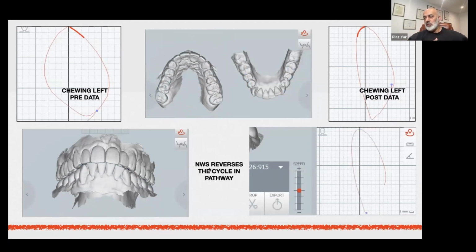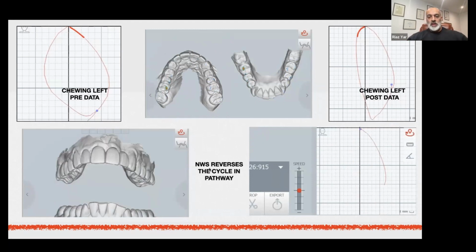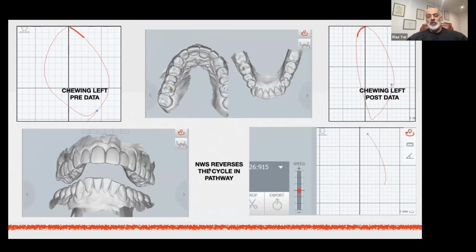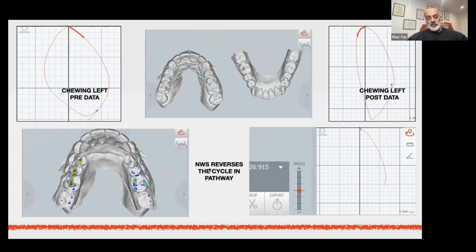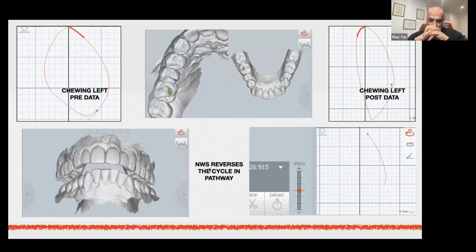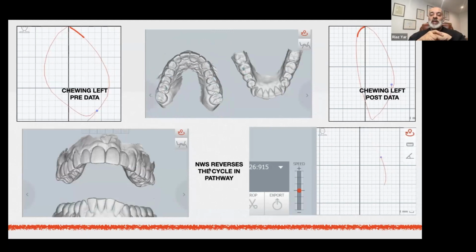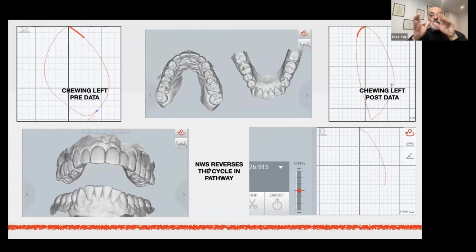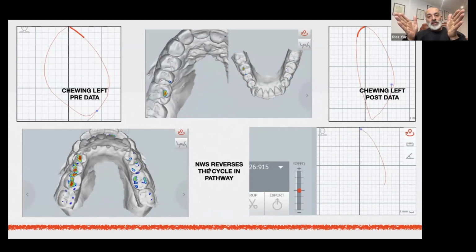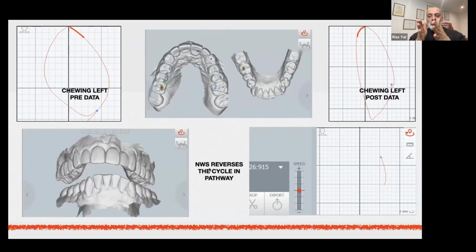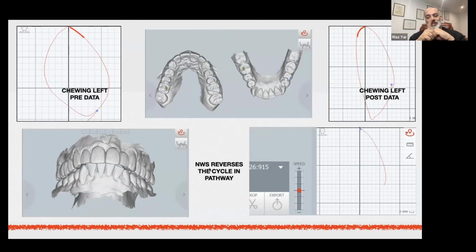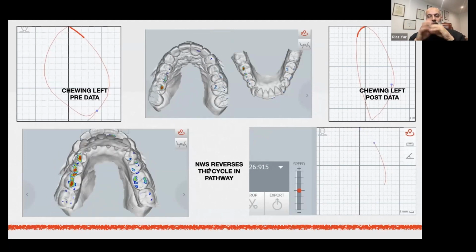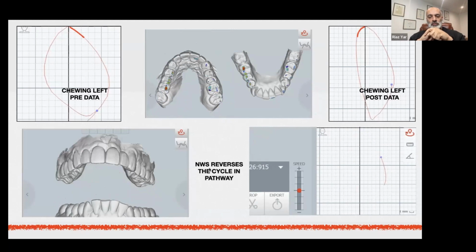When you chew on the left side, you want the left teeth to touch first. But when you create a non-working side contact, when they chew on the left side, the opposite side touches first. This is exactly what is happening. And so we have reversed the chewing cycle pathway. So what did the patient do? The patient adapted. So the motion reduced. Therefore, the muscles reacted to the tooth contact and it limited the motion.